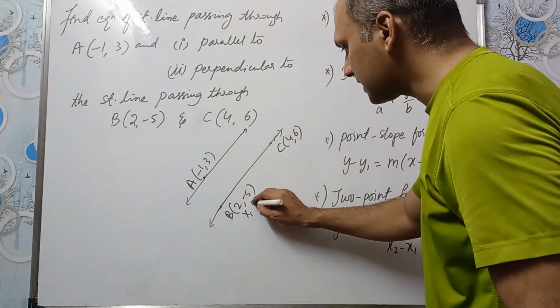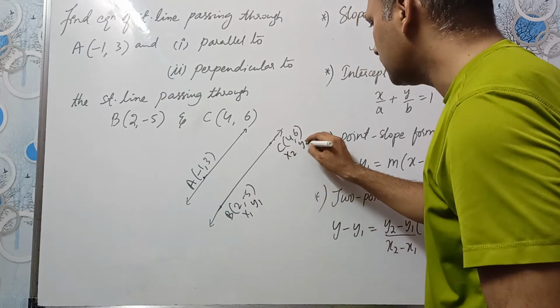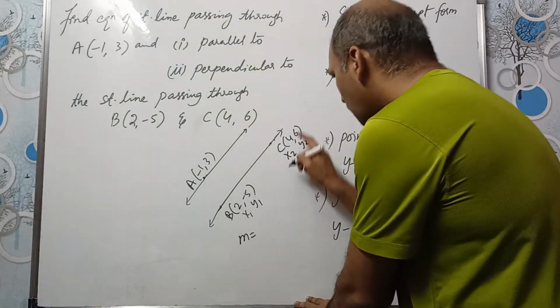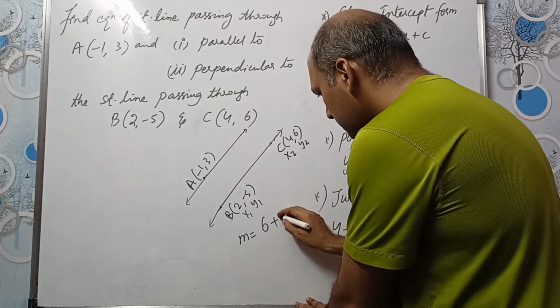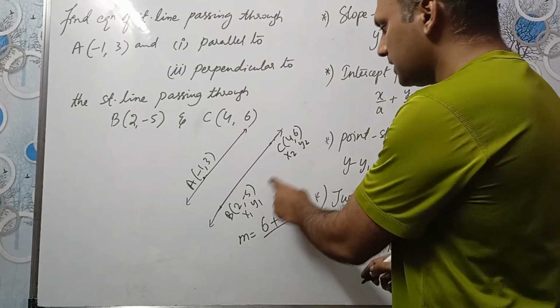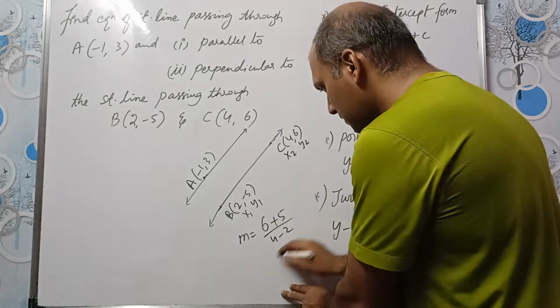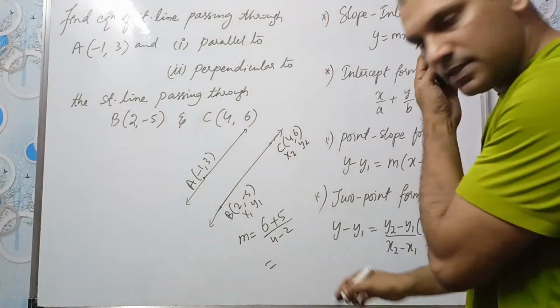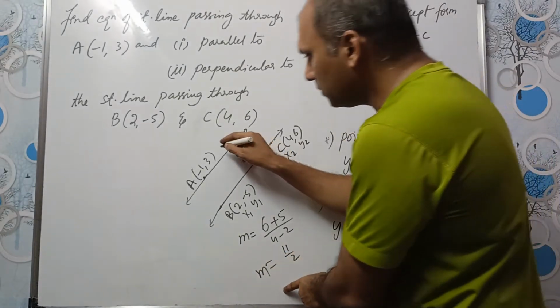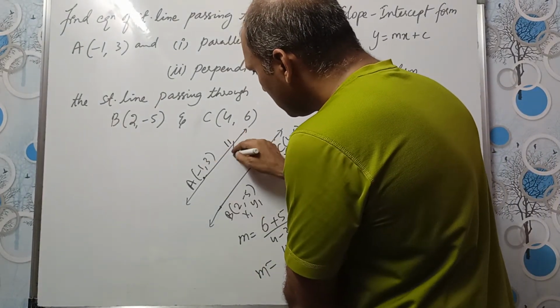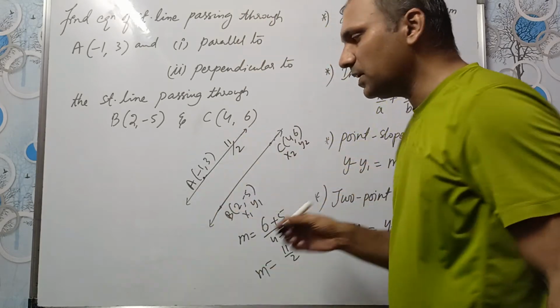So let us go ahead and find the slope of this straight line. If you take this as x1, y1, this as x2, y2, slope is (y2 minus y1) by (x2 minus x1). So it is 6 minus of minus 5, which becomes plus, over 4 minus 2. 6 plus 5 is 11. This is 11 by 2. If this slope is 11 by 2, this slope will also be 11 by 2.